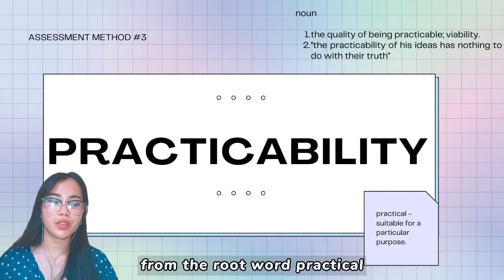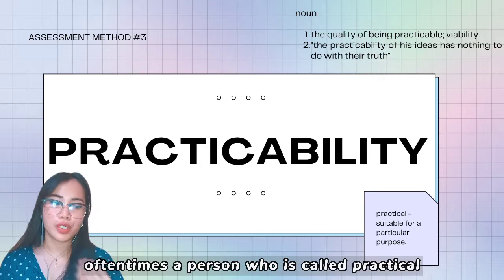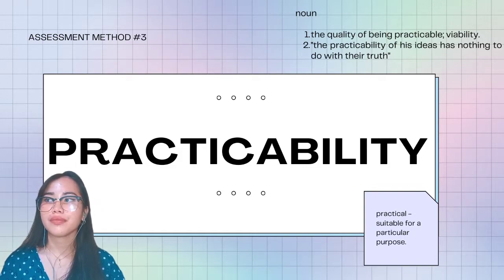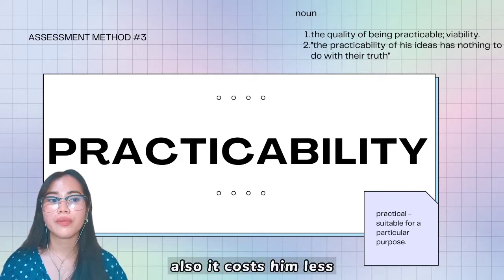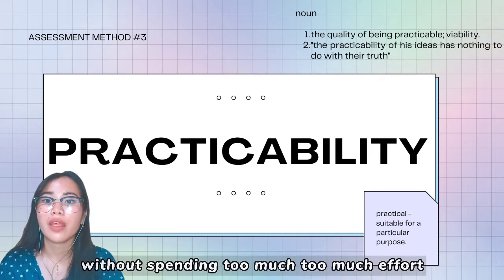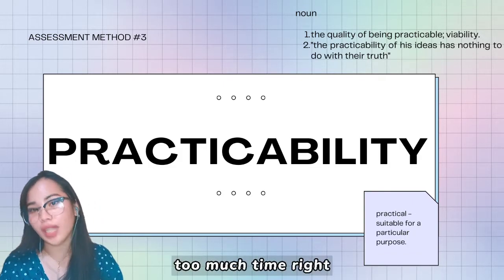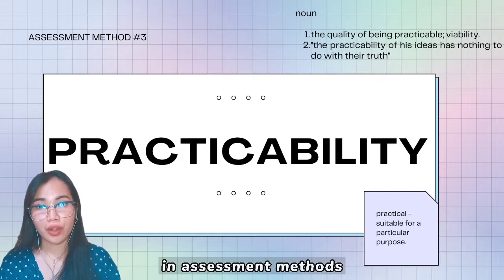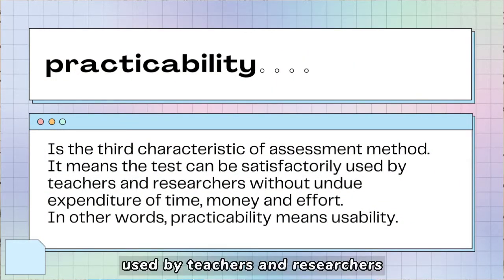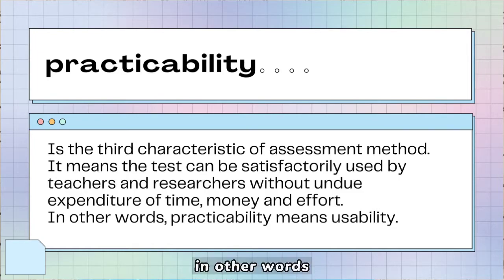When we say practicability, from the root word practical, oftentimes a person who is called practical is wise in decision making because he chooses an item that satisfies him while it also costs him less. So being practical is being satisfied without spending too much effort, too much money, too much time, right? In assessment methods, it is also important to be practical. For assessment method, practicability means the test can be satisfactorily used by teachers and researchers without undue expenditure of time, money, and effort. In other words, practicability means usability.